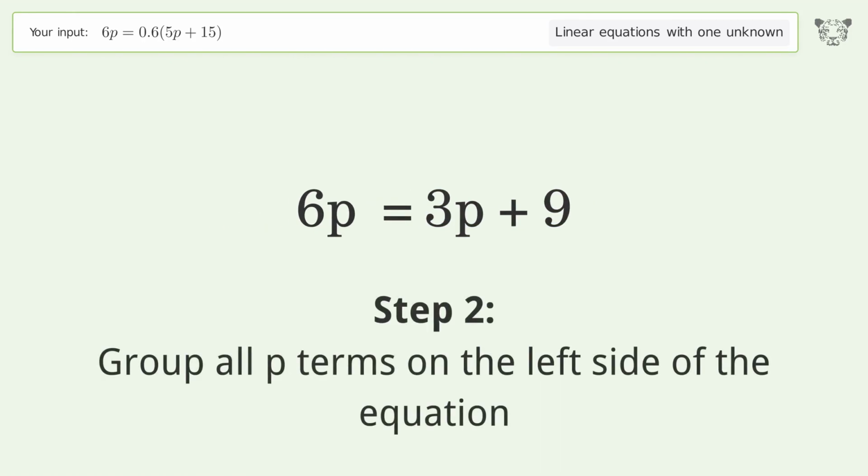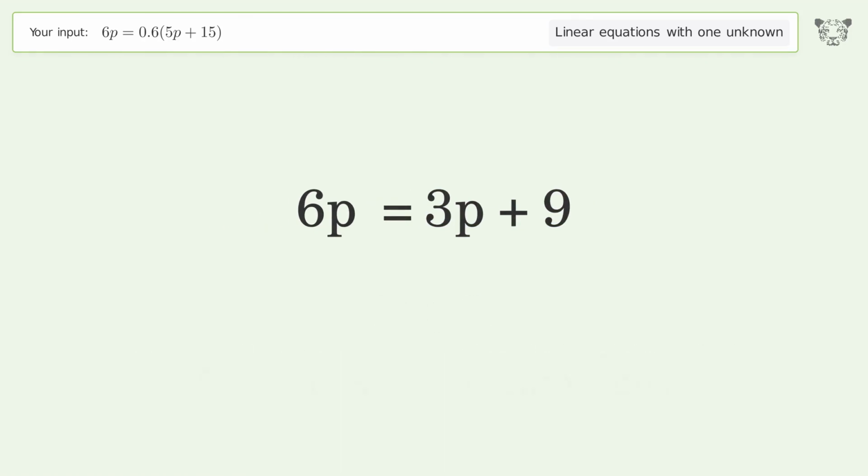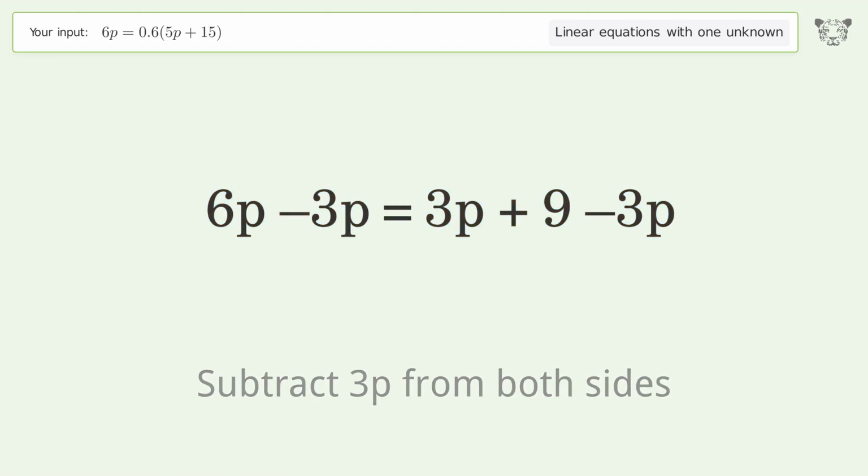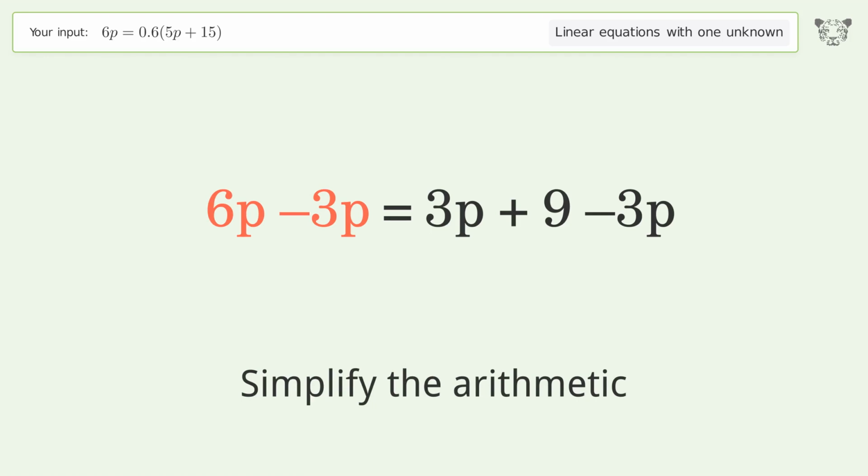Group all p terms on the left side of the equation. Subtract 3p from both sides. Simplify the arithmetic.